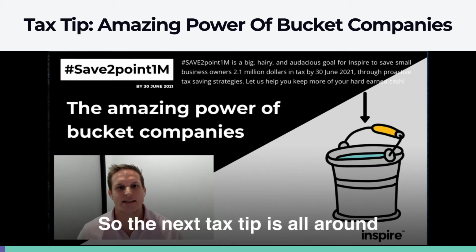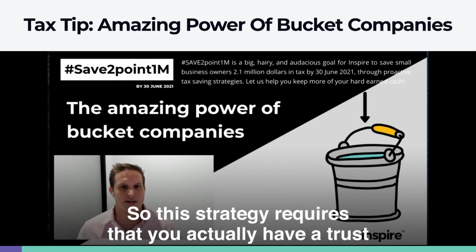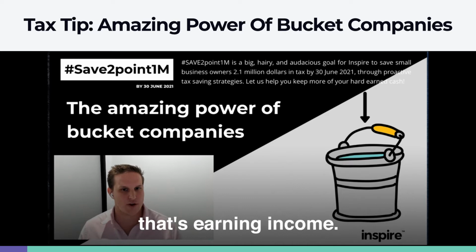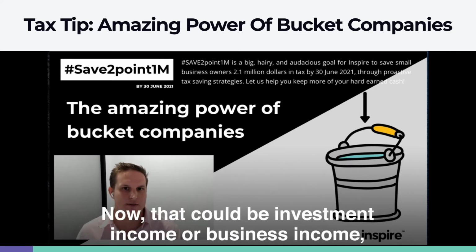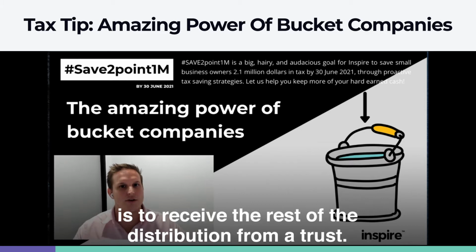So the next tax tip is all around the amazing power of bucket companies. This strategy requires that you actually have a trust that's earning income. Now that can be investment income or business income, it doesn't really matter too much. But the whole purpose of a bucket company is to receive the rest of the distribution from a trust.